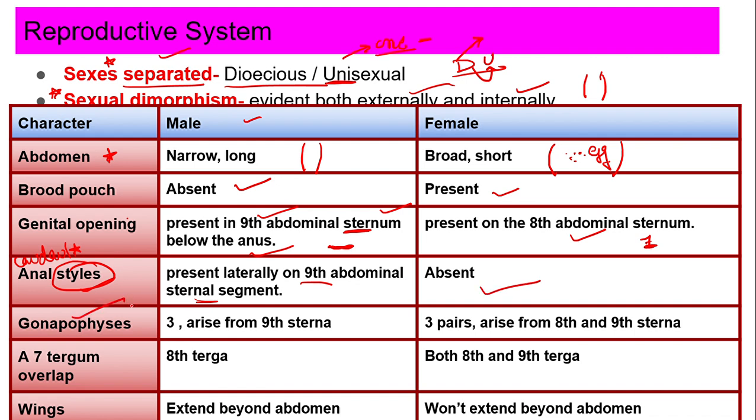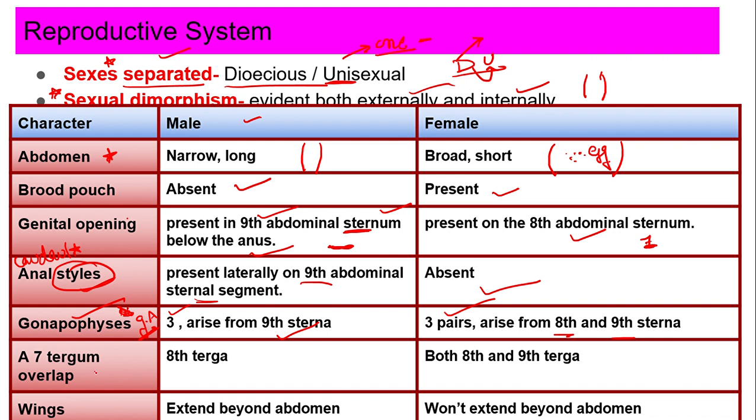Gonopophysis is nothing but the sclerites which are going to cover and protect the genital aperture. Okay, so how many gonopophyses are present? 3. They arise from the ninth sterna. In the female, 3 pairs are present which arise from the 8th and 9th sterna.